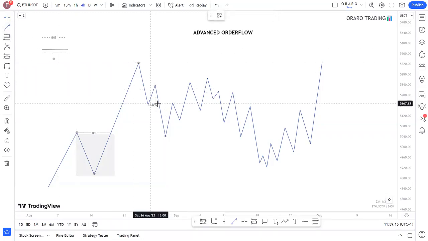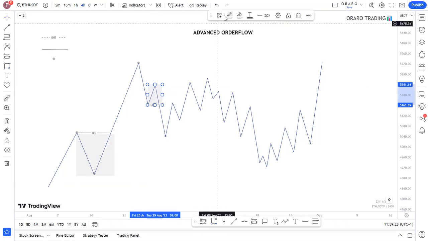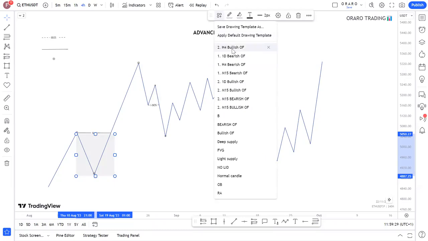So you can see the internal structure is bearish. So let's draw it now. You can see from the low to the high, bearish order flow, bullish order flow.